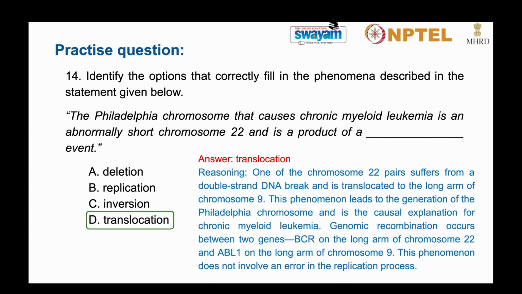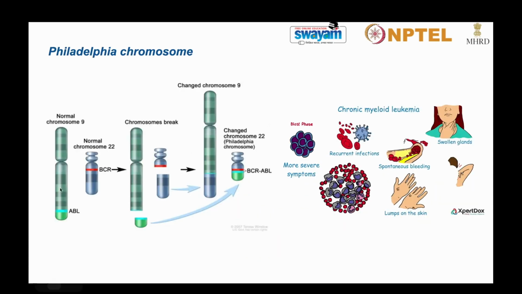There is a translocation in which there are two chromosomes. The translocation occurs between a normal chromosome 9 and chromosome 22. Normally chromosome 22 is very small as compared to chromosome 9. So what happens? A segment of chromosome 9 breaks and gets translocated to chromosome 22, whereas the longer arm of chromosome 22 breaks and gets translocated to chromosome number 9. The chromosome 22 which gets changed is referred to as the Philadelphia chromosome, which now has two genes, that is BCR as well as ABL.